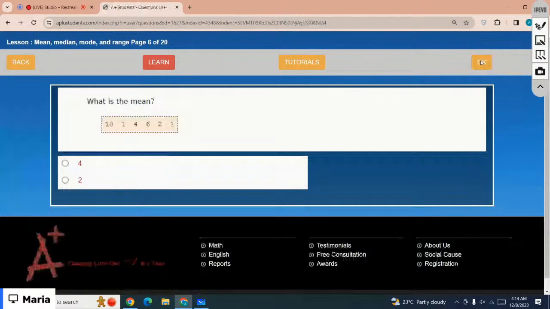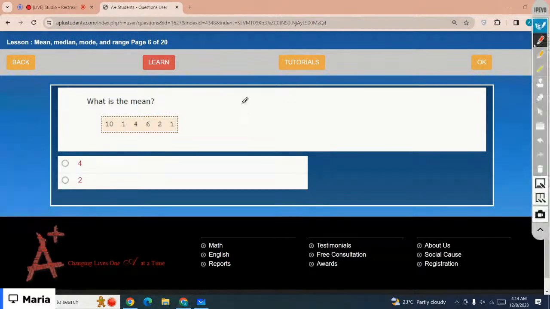Okay, what is the mean? How do we calculate the mean? You have to add up all these values and divide by the number of values, right? So let me add 10 plus 1 plus 4, 6 plus 2 plus 1: 11, 15, 21, 24. And how many numbers are there? 1, 2, 3, 4, 5, 6. There are 6 numbers, so you need to divide their sum by 6. So which is the correct option? 6 times what number is 24?